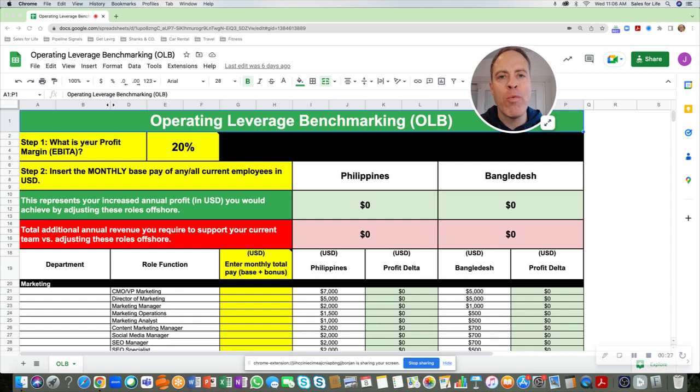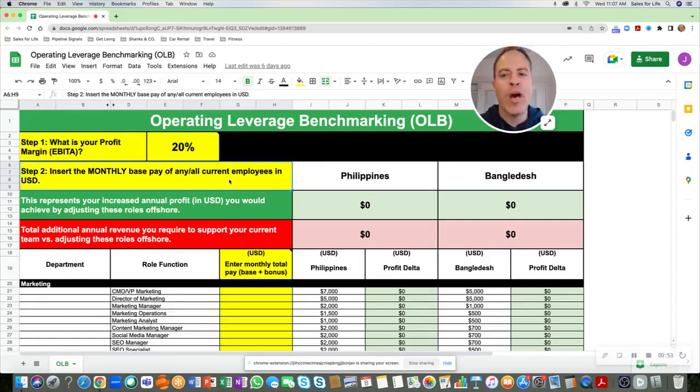In step number one, what I'd like you to do is to think about your profit margin, your EBITDA. As an example, you might place a 20% EBITDA on your business. That means, so what you're going to see in the calculation is for every dollar of profit you create, it takes $5 of revenue to generate that $1. Keep that in mind as you start thinking about talent costs as we start to plug in talent.